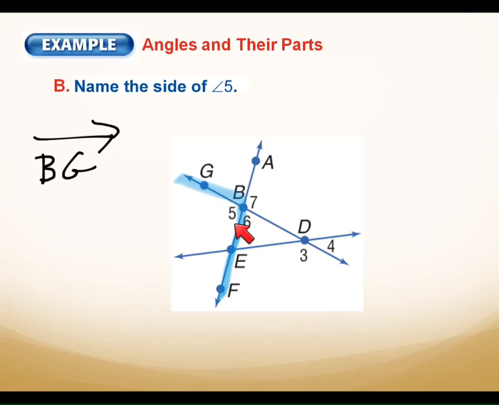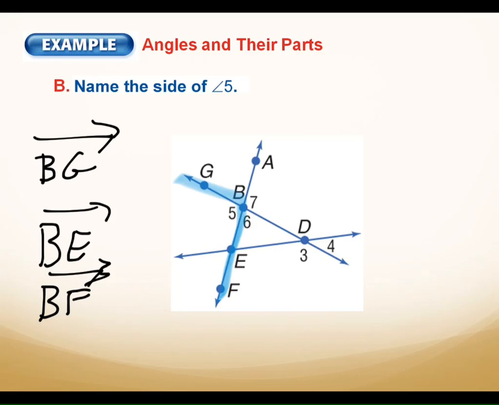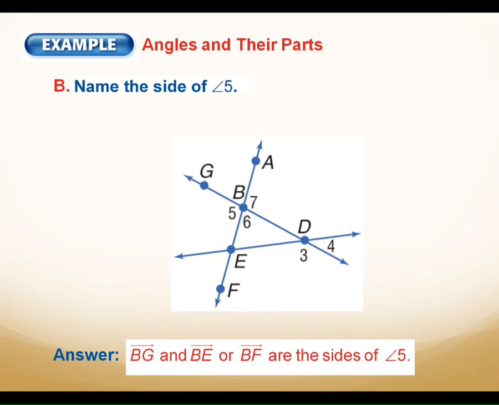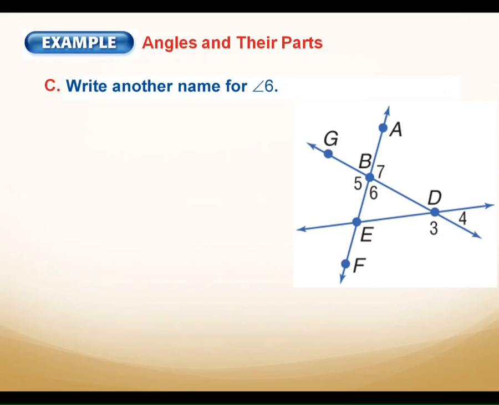The other ray, we could call BE or BF. Those are the same rays, right? Those are the sides of that angle 5. What's another name for angle 6? Well, we just said that. Another way we could call it was DBE or DBF or FBD. Or EBD. Those are all other names for angle 6.